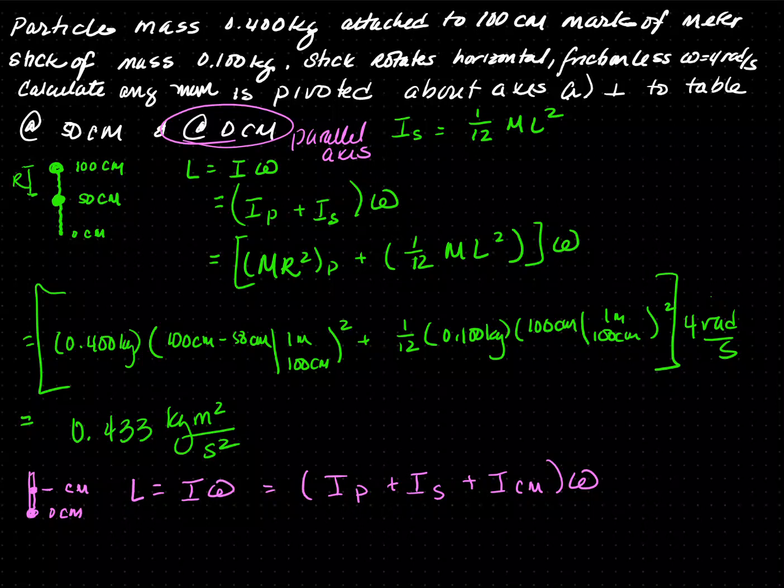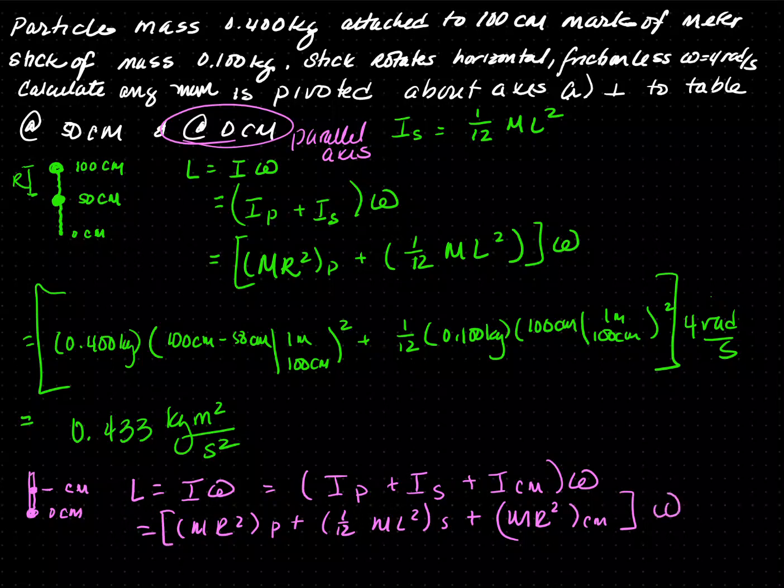So that's going to be mr squared of the particle plus 1/12 ml squared of the stick plus mr squared of the center of mass. And after you plug all these in, you're going to multiply by omega, which is 4. So if I plug my numbers in, this becomes 0.4 kilograms.